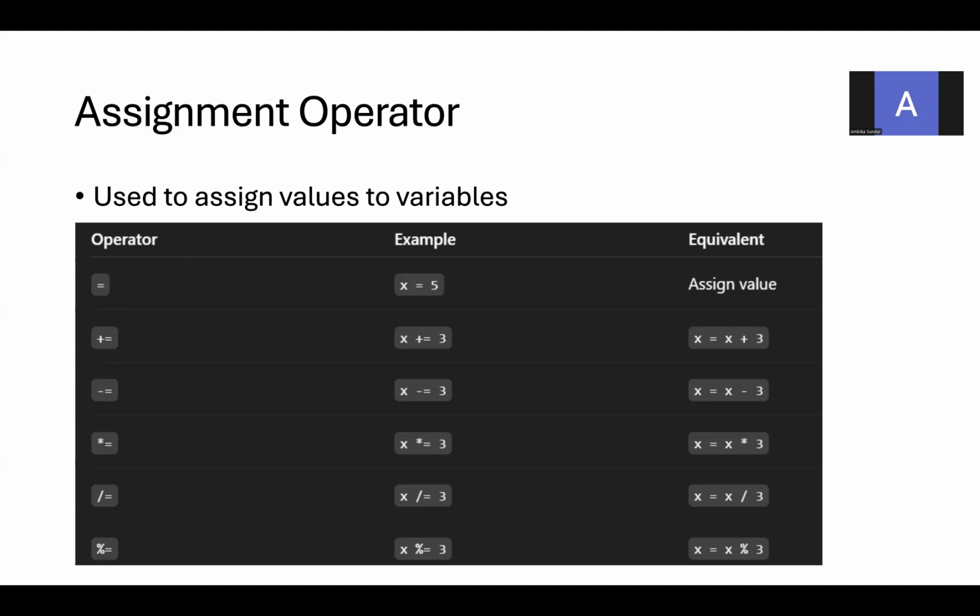x star equal to 3 means you are going to multiply the value. x slash equal to 3 means you are going to divide it by 3. So this is the way you are going to assign the value.